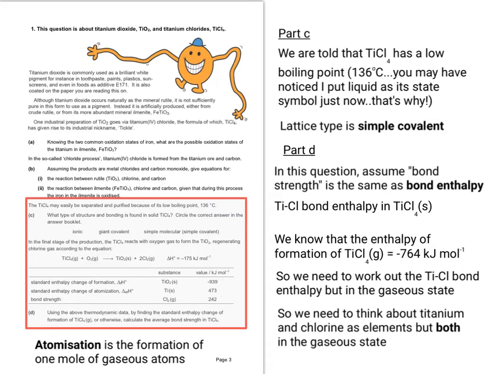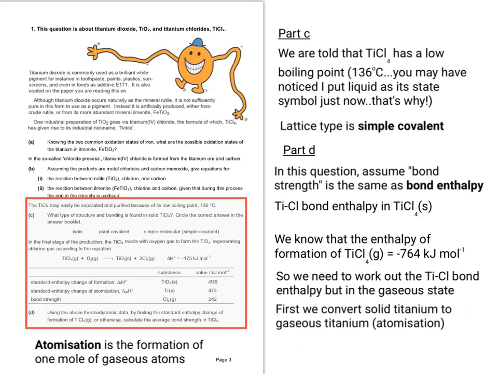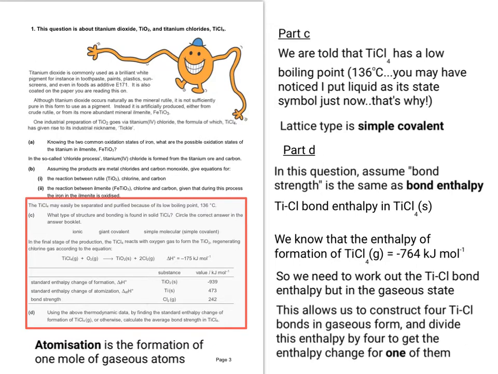So that's where we start to bring in some other information we've been given. So this process starts by thinking about solid titanium being converted to gaseous titanium in terms of atomization, which I've left the definition for in the bottom left hand corner of the screen for you to refer to. Before doing the same thing to chlorine, or the 2 moles of chlorine gas that we have in the equation, So this allows us to construct 4 titanium-chlorine bonds in gaseous form and divide this enthalpy by 4 to get the enthalpy change for one of them, which is what the question wants.